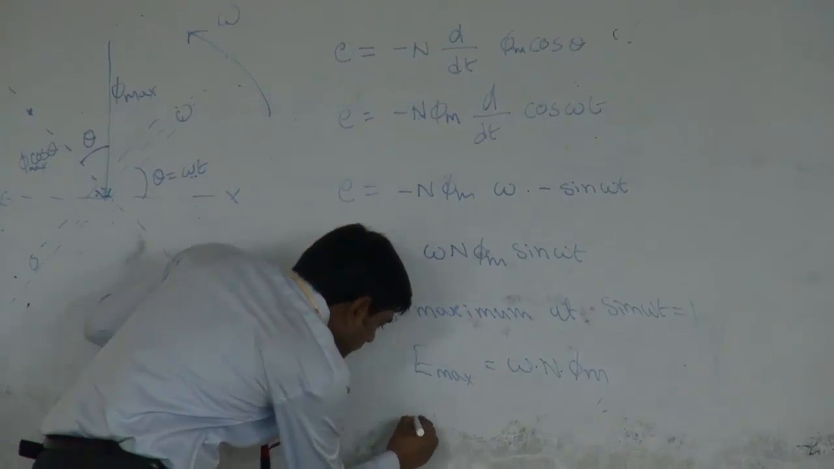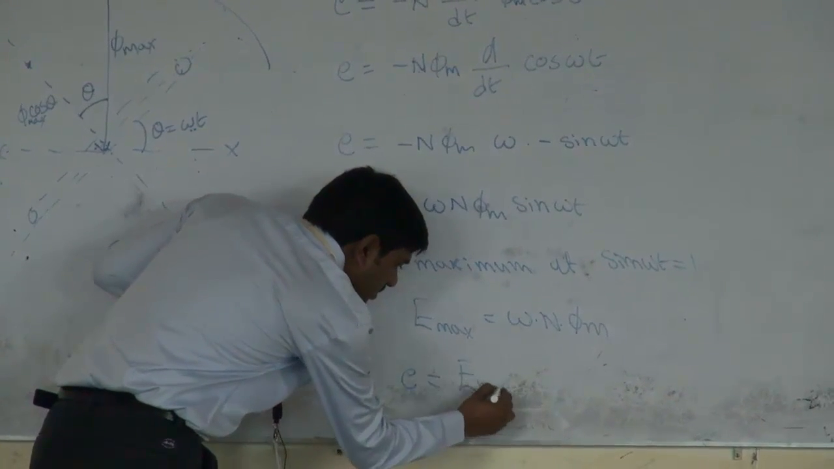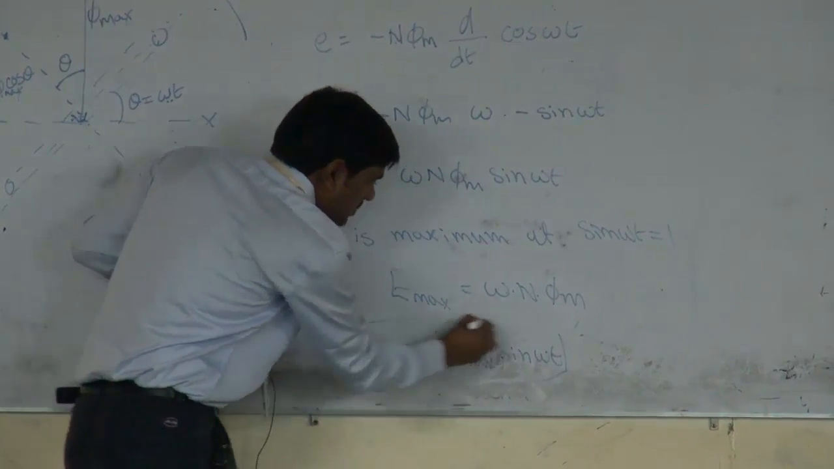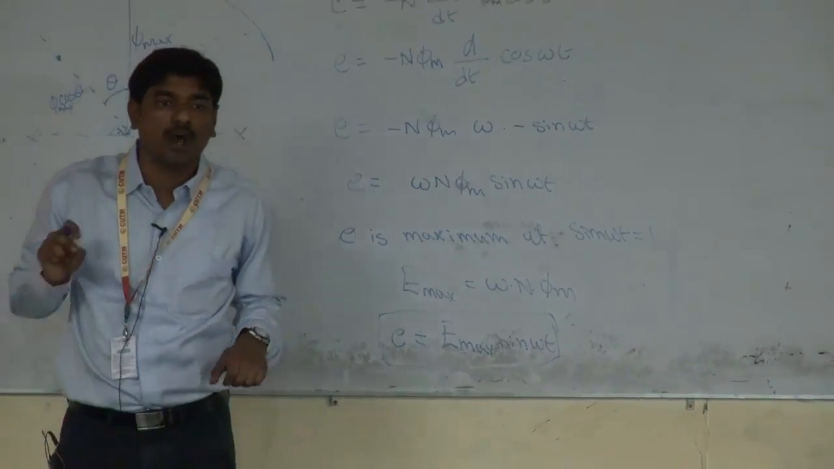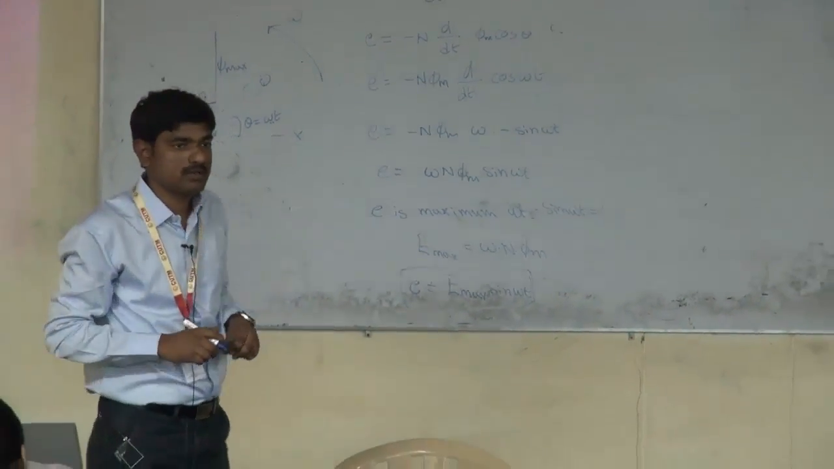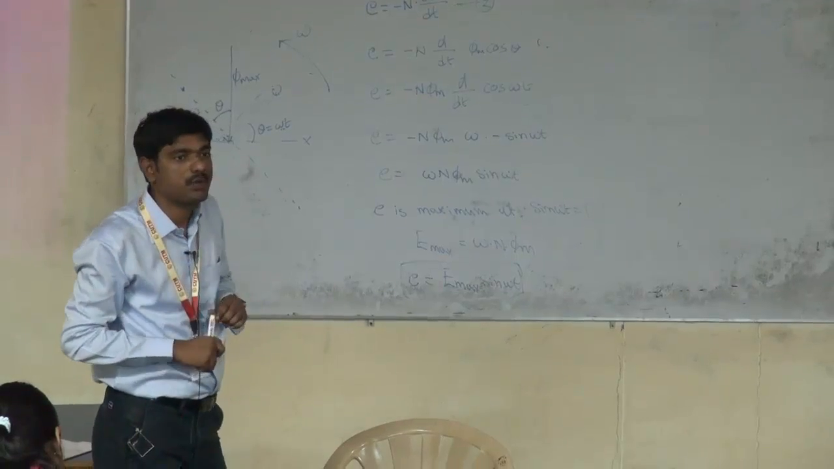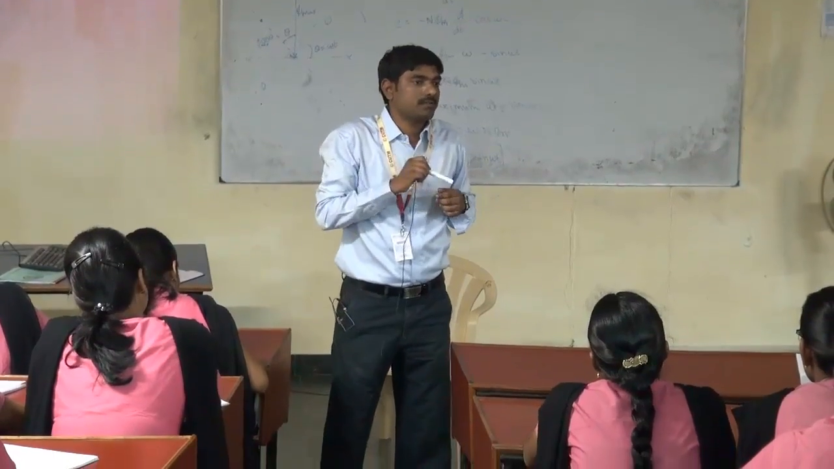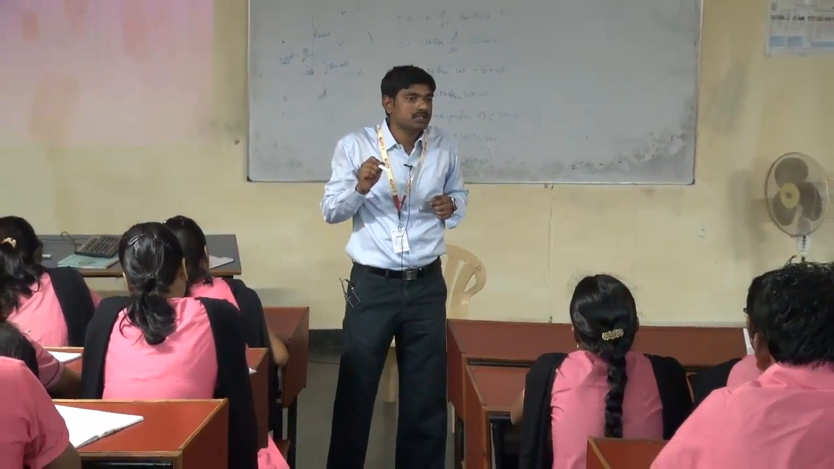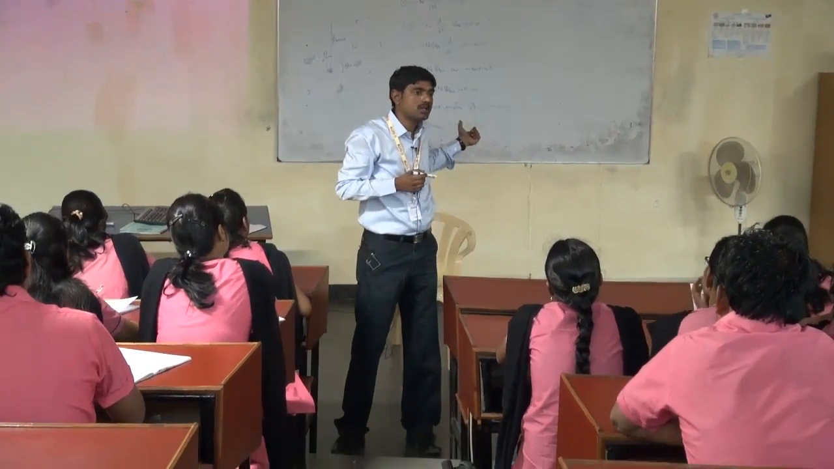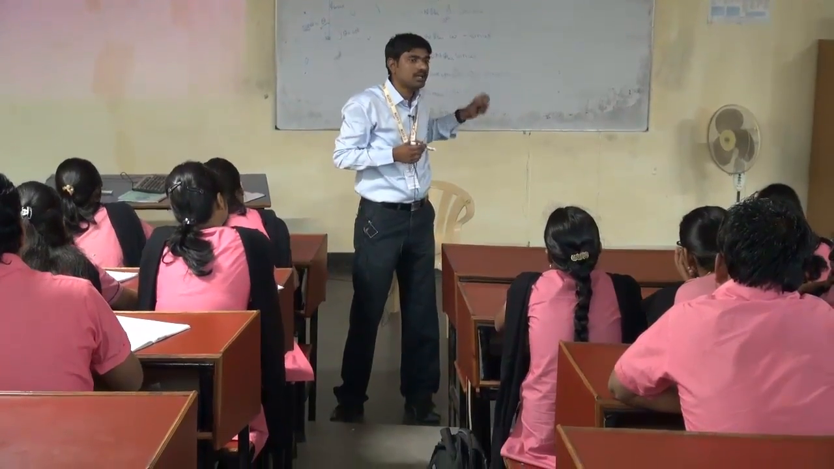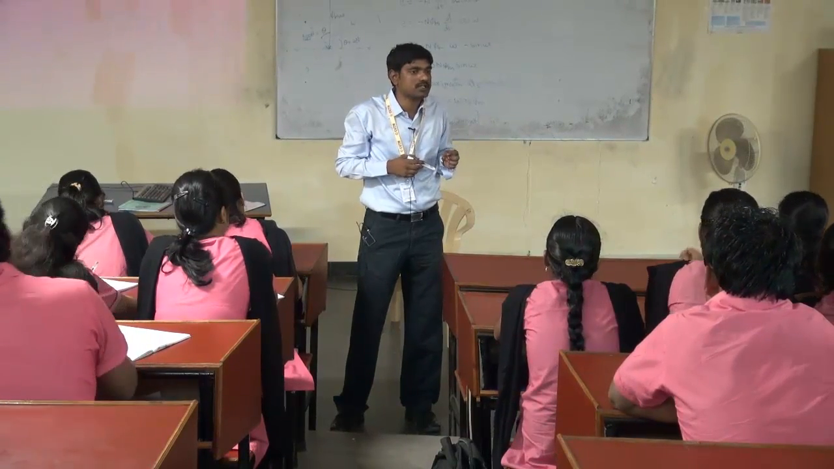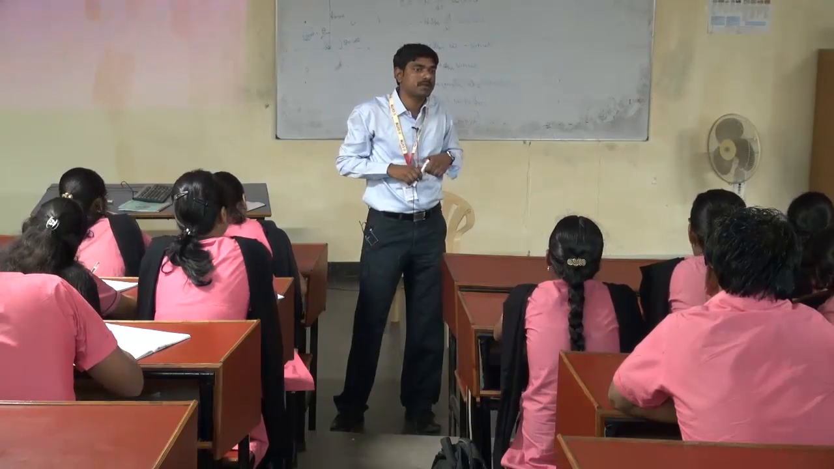So now the induced EMF E is equal to E max sin omega t. This is the induced EMF at any instant in the conductor or coil. If we plot the induced EMF at all the points, we will get a sine wave. The amount of induced EMF is proportional to the sine function, so we call the waveform a sine wave.